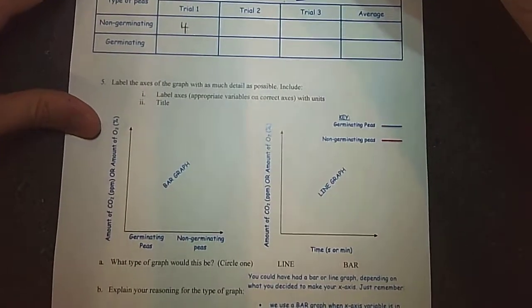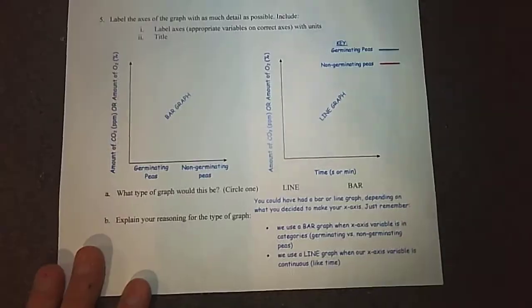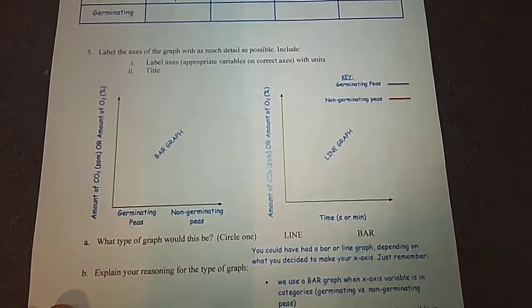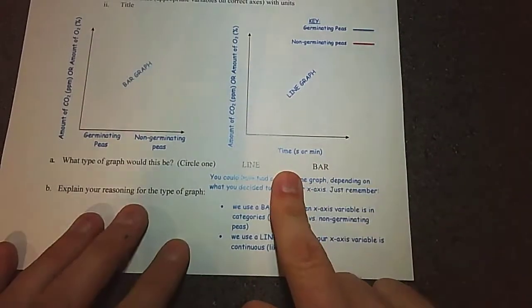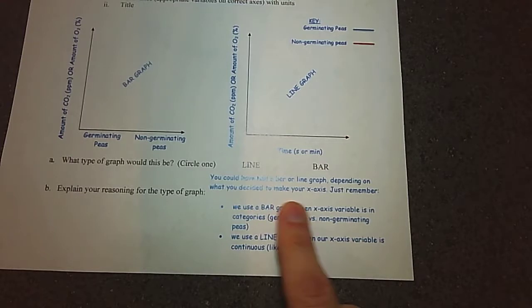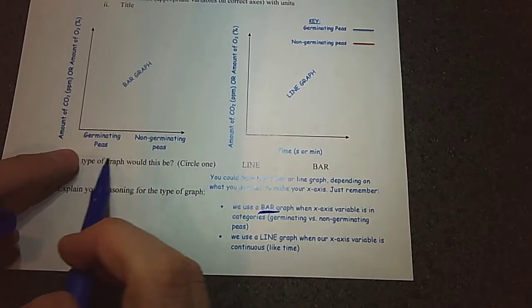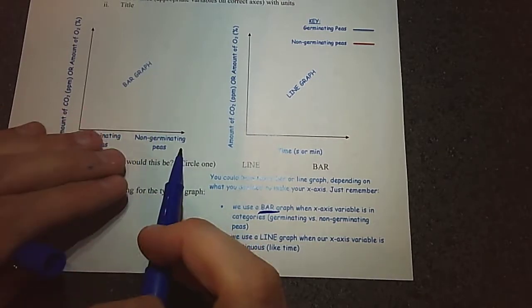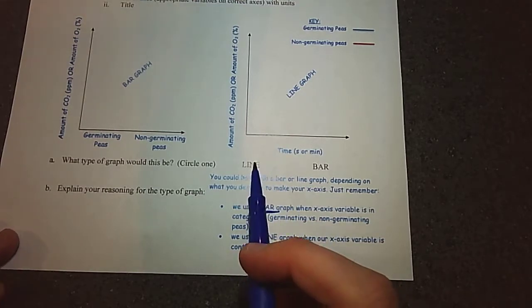So then let's look at the graphs. You'll see two right here. You could have actually had multiple graphs for this. So let's just go to the reasoning right here. You could have had a bar or line graph depending on what you decided to make your x-axis. Just remember, we always use a bar graph if the x-axis variable, usually our independent variable, is in categories, germinating peas versus non-germinating peas. But we use a line graph if our x-axis variable is continuous, for instance, like time.